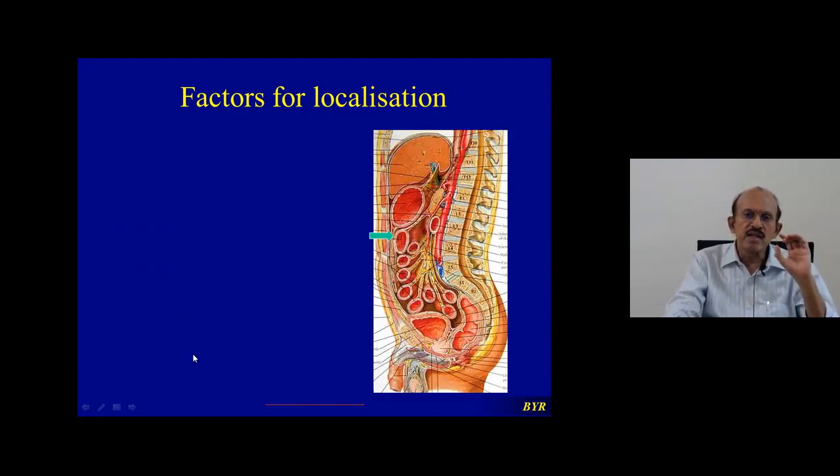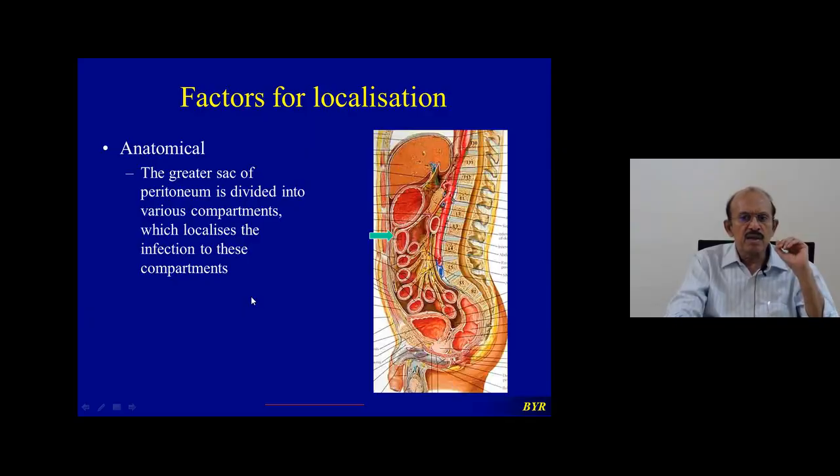That is why the body tries to localize the infection whenever infection occurs. We have just now seen appendicitis, how it got localized. So now let us see what factors in the peritoneal cavity help in localization. These are called anatomical factors and pathological factors. What is the anatomical factor? The greater sac of the peritoneum is divided into various compartments, which localize the infection to these compartments. For example, there is appendicular perforation or appendicitis producing localized infection. This infection doesn't spread to the general peritoneal cavity so easily.